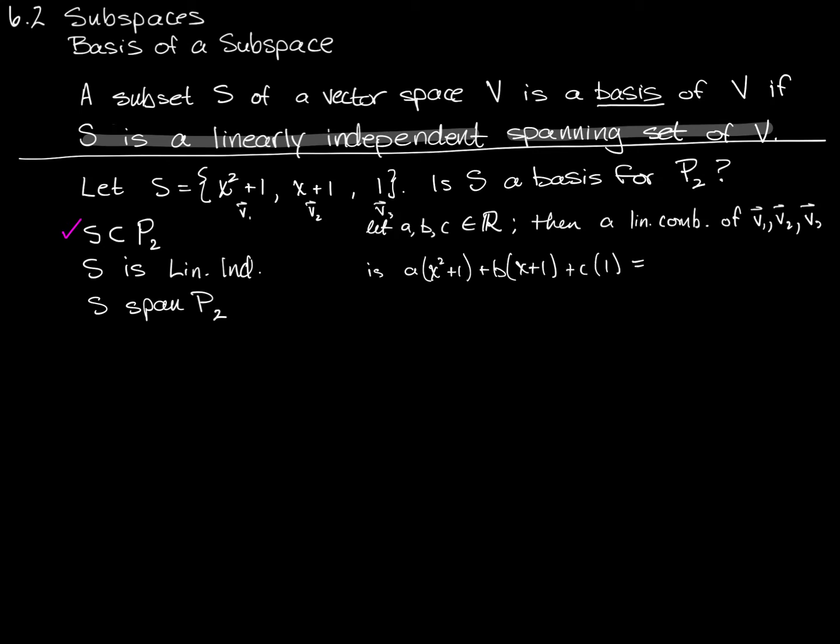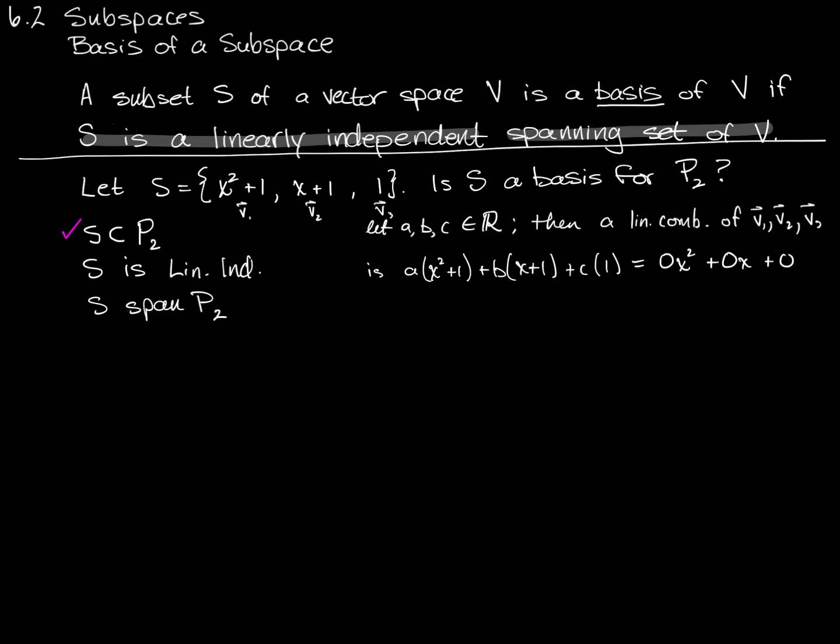But what does 0 look like in P2? P2 is a collection of polynomials. So that means that the zero vector in that space is going to look like this: 0x squared plus 0x plus 0. And that's handy because now I'm going to expand this side here, collect like terms, and then compare it to the right-hand side here.